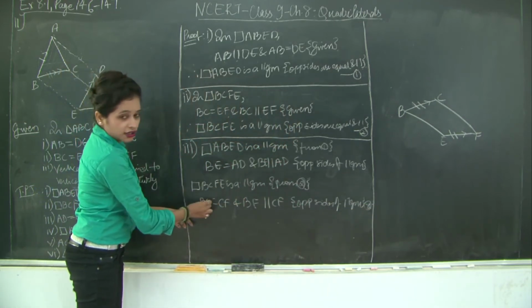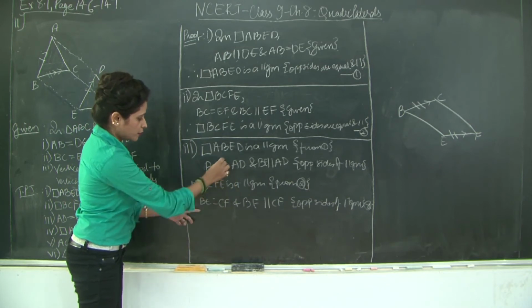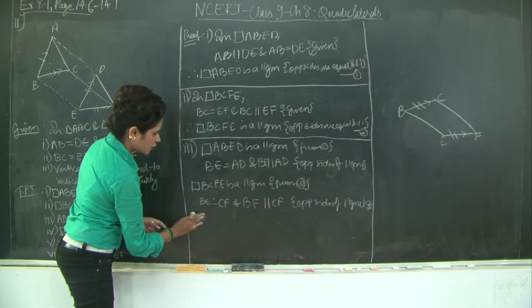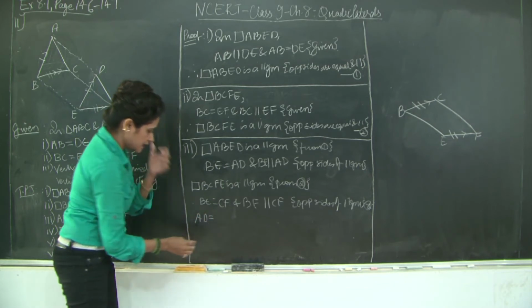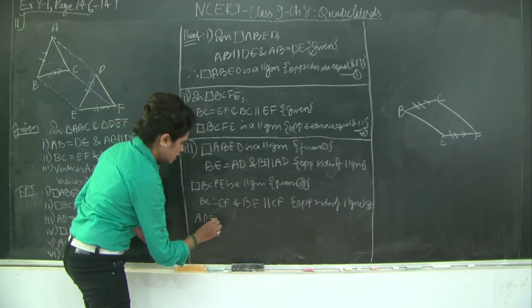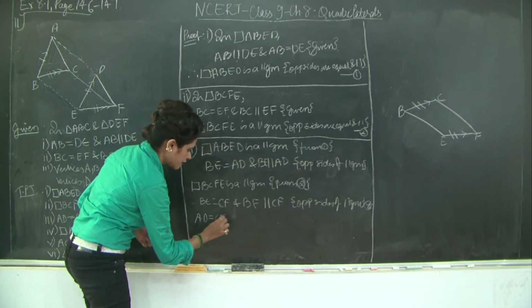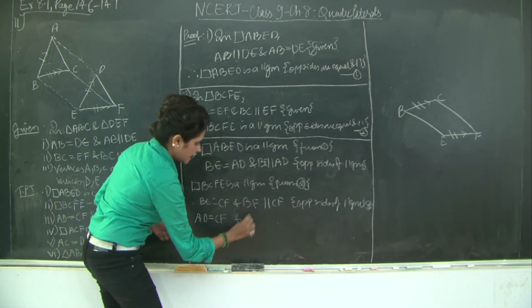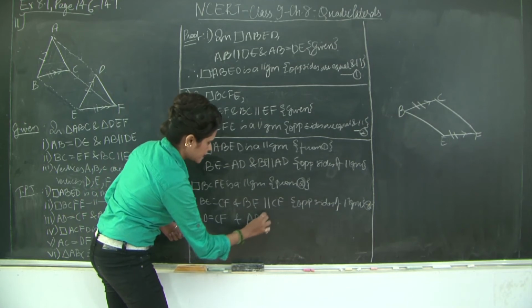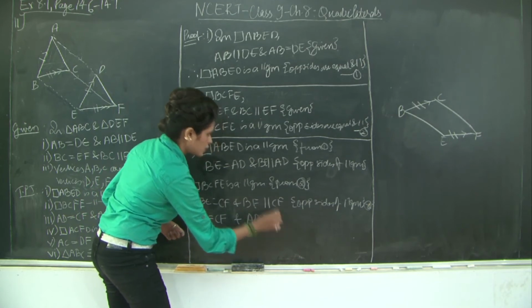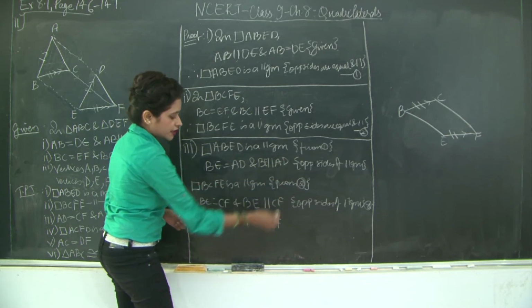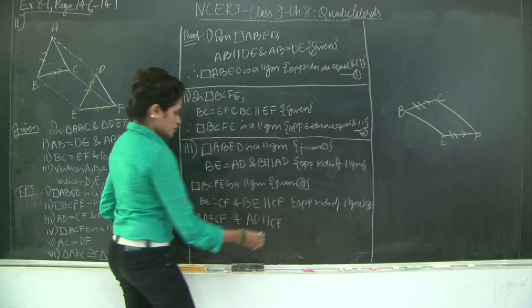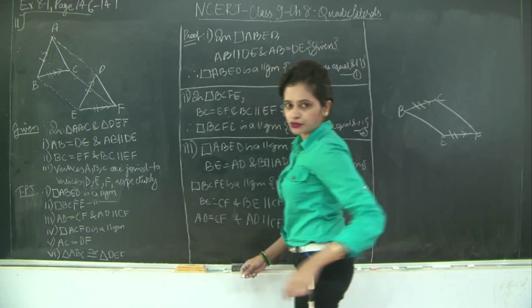You have BE common for the equals. So, therefore, AD is going to be equal to CF. Why? Because things that are equal to the same thing are equal to each other. So, AD is equal to CF and AD is parallel to CF. Because you have BE parallel to AD and BE is also parallel to CF, therefore, AD is parallel to CF. So, this is what was required to prove.